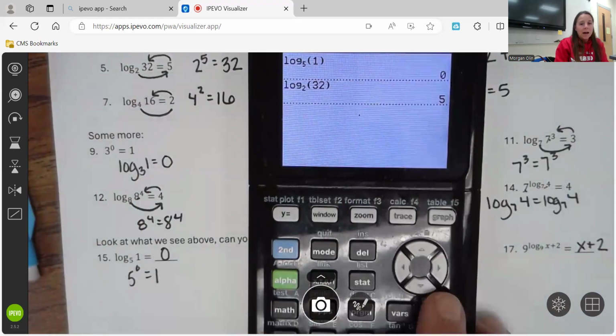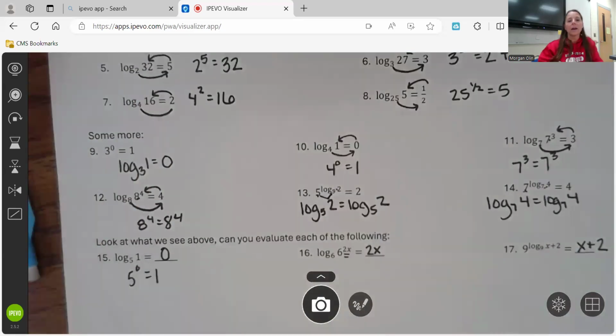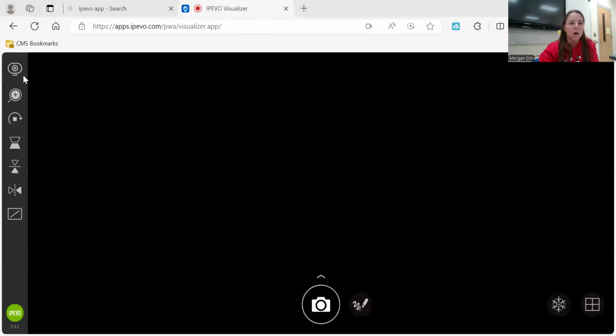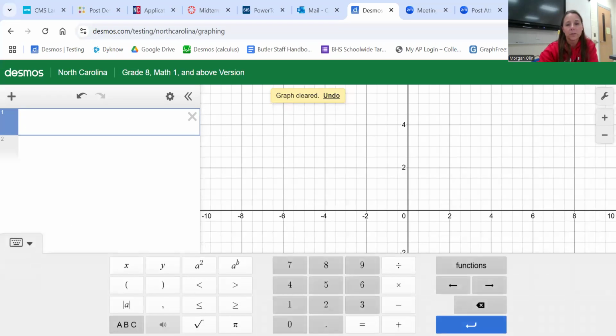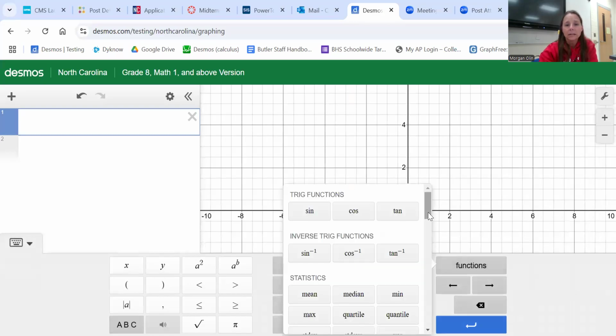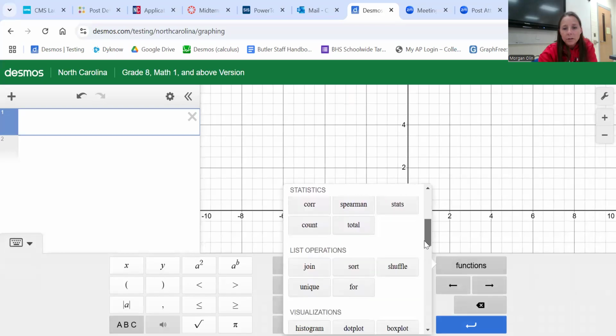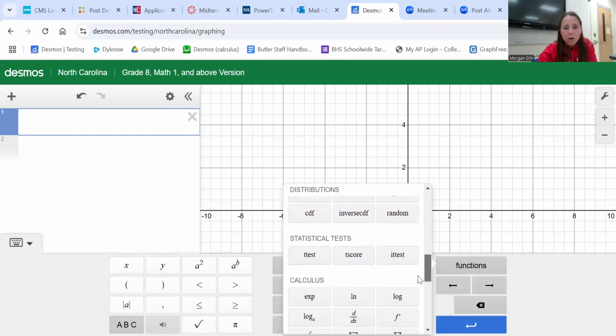All right. Now, as far as Desmos, if I'm plugging these in, let me go to Desmos right quick. I'm doing logs. So as far as log, you want to use this keyboard down here. And then you want to come over to functions. And then you want to scroll. You may have to go a little slow. We're looking for log.